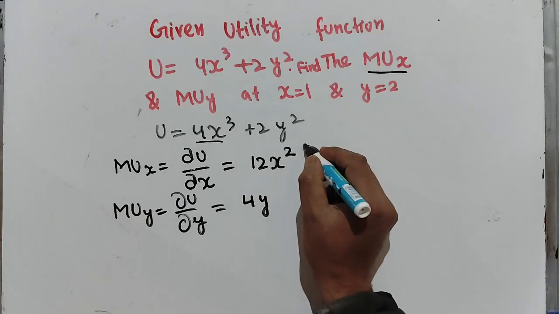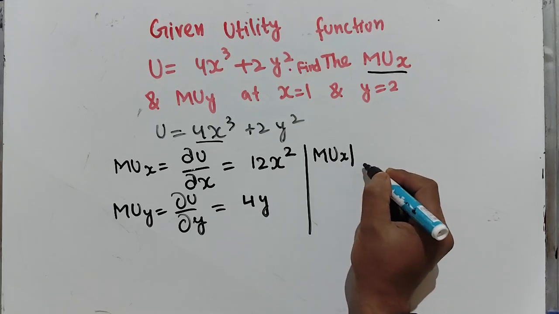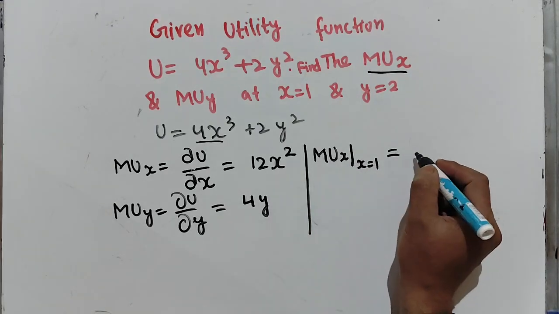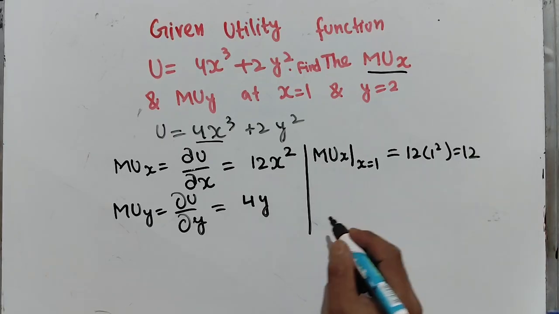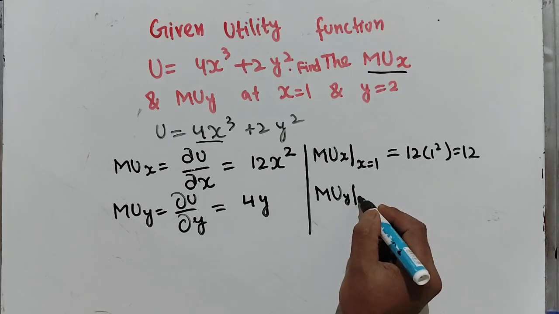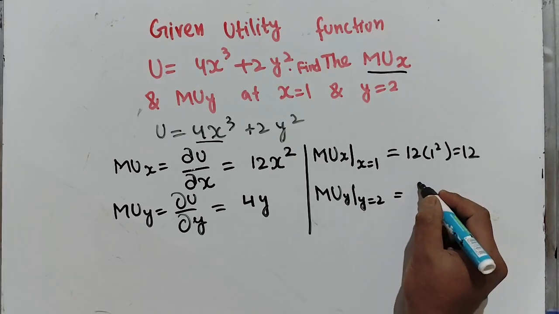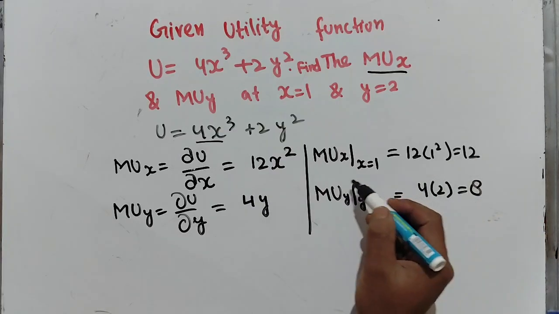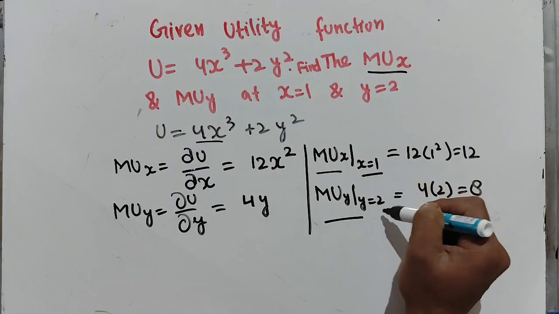Okay, now we need to find the marginal utility of good x when x is equal to 1. So plug x equal to 1 in this equation. We have 12 into 1 square, which is equal to 12. Likewise, marginal utility of good y when y is equal to 2: plug y equal to 2 in this equation. So we get 4 times 2, which is equal to 8. Okay, these are the marginal utilities when x is equal to 1 and y is equal to 2.